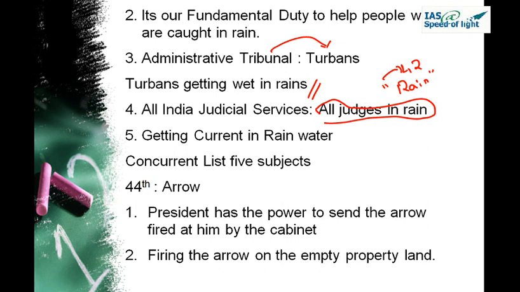So what happened during this 42nd Amendment Act? They added 5 subjects, okay. They transferred 5 subjects from state list to the concurrent list.